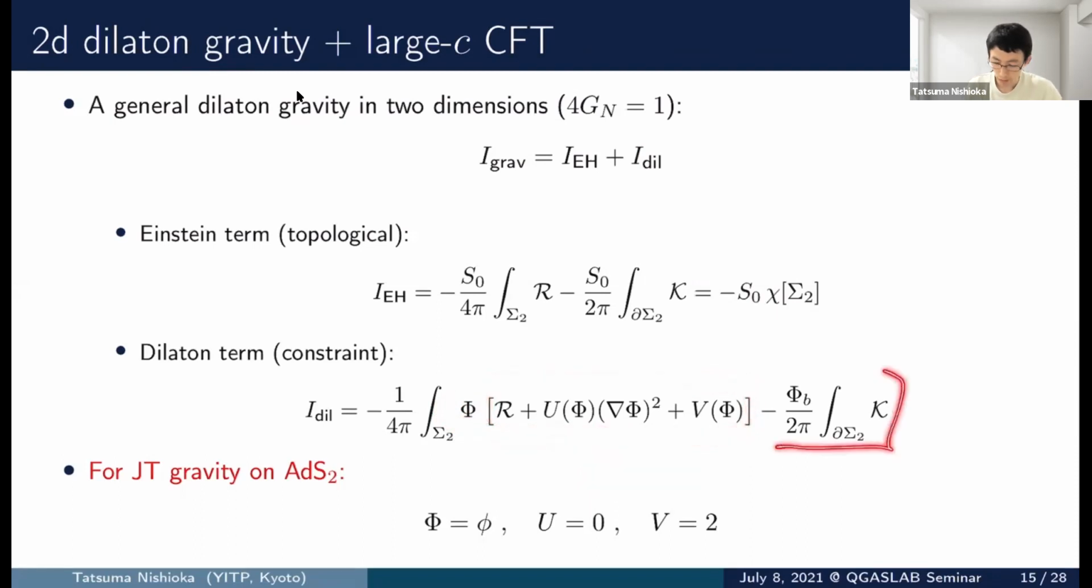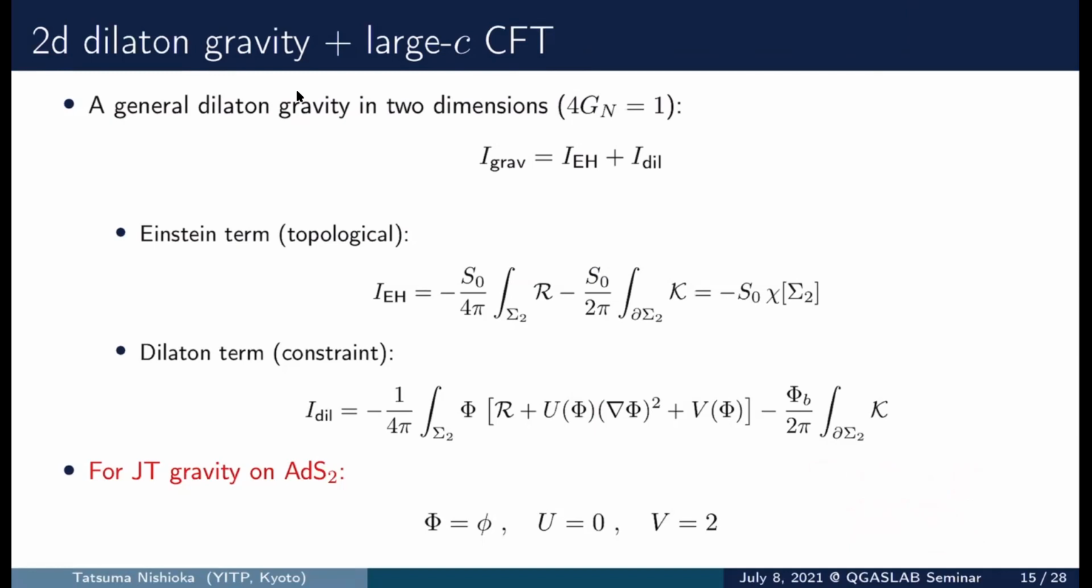And this is also a similar boundary term. In the case of JT gravity on AdS2, we just set u equal to 0 and v equal to 2. Then you get the constraint R plus 2 equal to 0, which means that R is equal to minus 2. So this gives you AdS2 spacetime, with negative curvature.